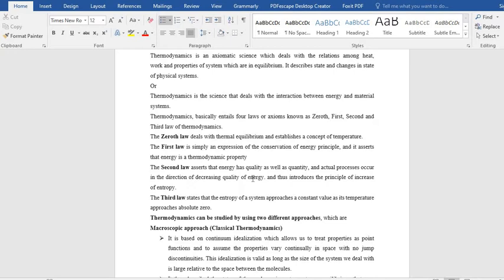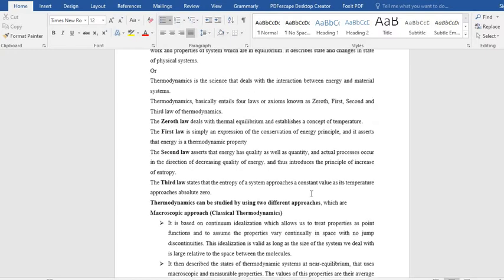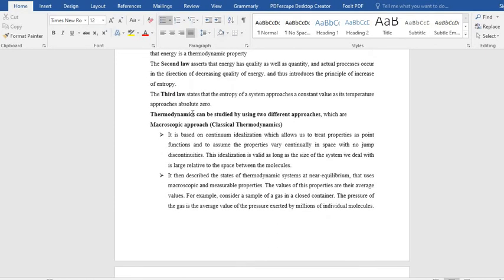Then we have the third law. However, the third law is not discussed in your syllabus here, so it is excluded from this syllabus. However, you should just know the definition. The third law states that the entropy of a system approaches a constant value as its temperature approaches absolute zero. So these are the four laws of thermodynamics.